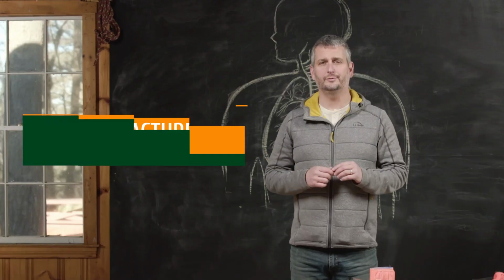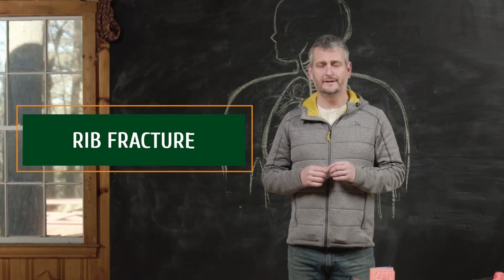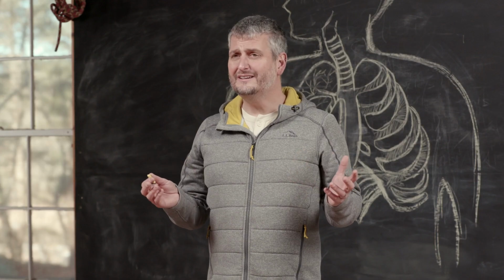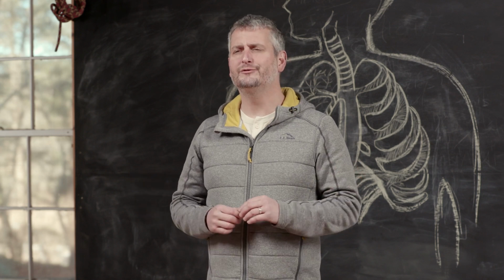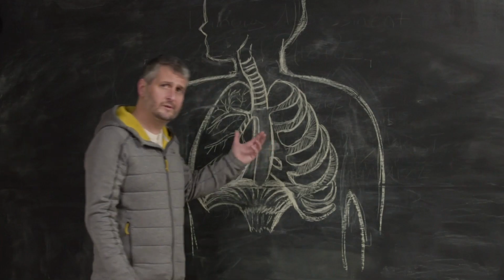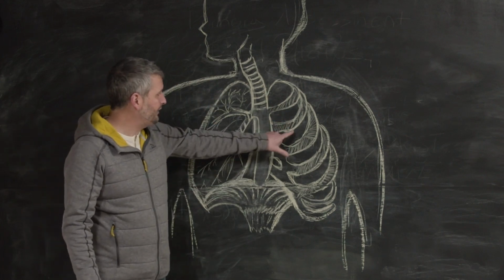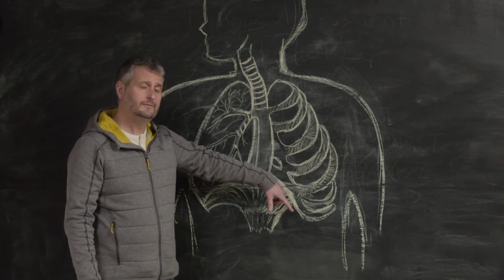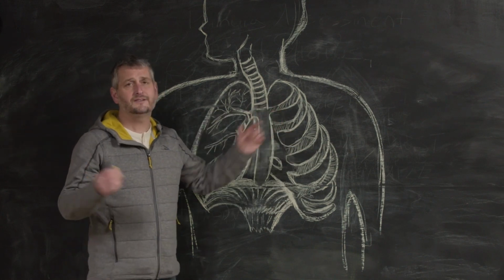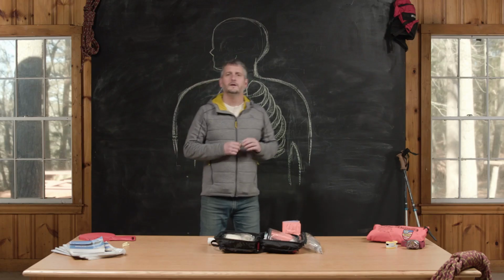We'll start with the easiest one first, a simple rib fracture. Anyone who's ever had a rib fracture knows that they're extremely painful. Usually not deadly, usually not that dangerous, but very painful. What is a simple rib fracture? Well, a simple rib fracture is when you just fracture one of these ribs. Now, you have ribs on both sides, but you just fracture one of them. That's a simple rib fracture.